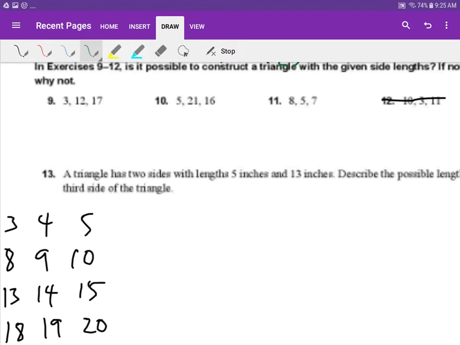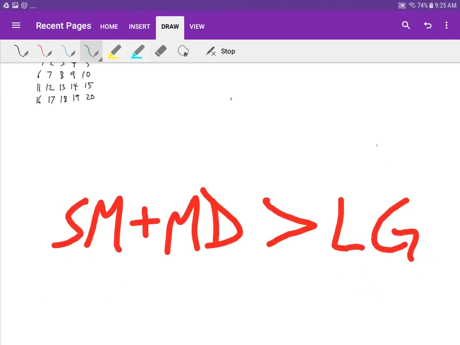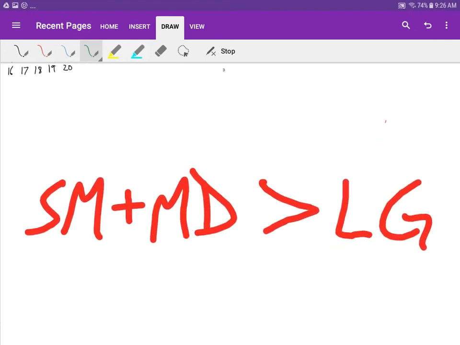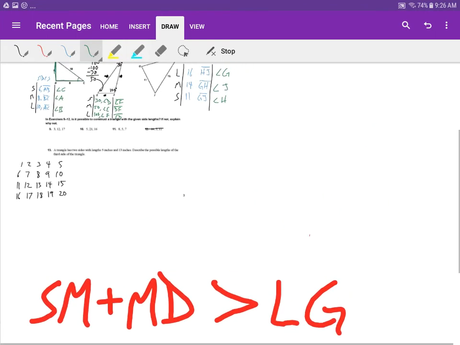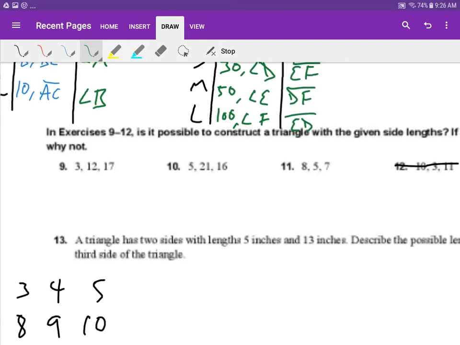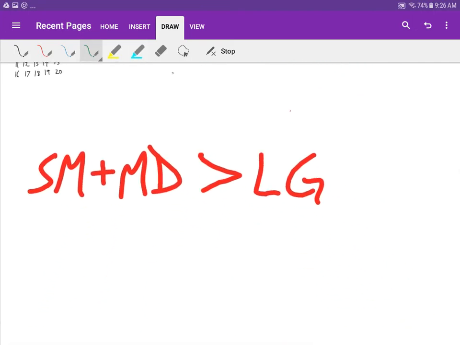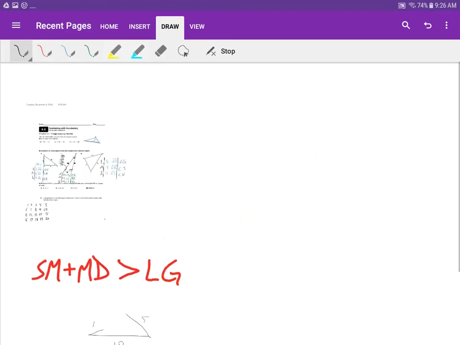So here's the rule. Look. Vanessa. Shh. No, I need you to pay attention. This is the rule right here. Small plus medium has to be greater than large. If that's not true, you literally can't form the sides together to make a triangle. Like, for instance, if you have this line that's 10, and then this line, let's say it's 5, and this line is 1, they won't connect. You can't make a triangle out of them. This is why this rule has to be true.